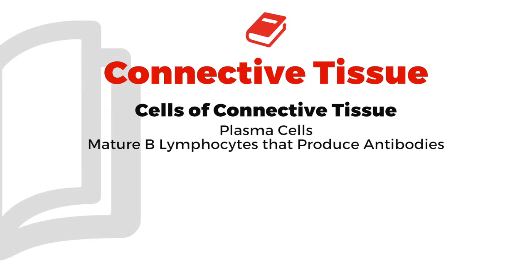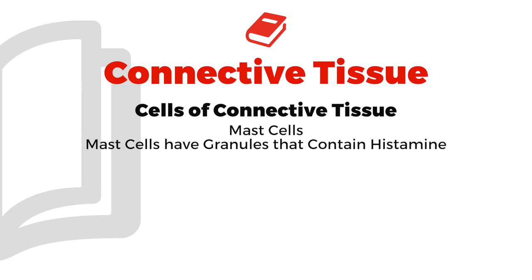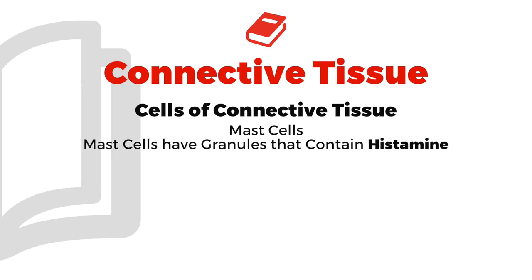Just remember, antibodies are produced by plasma cells, okay? Now if you go on to mast cells, which is the next bullet point, read that first sentence with me. Recall that mast cells have granules that contain histamine. Histamine, huge, okay? This is another big comment.